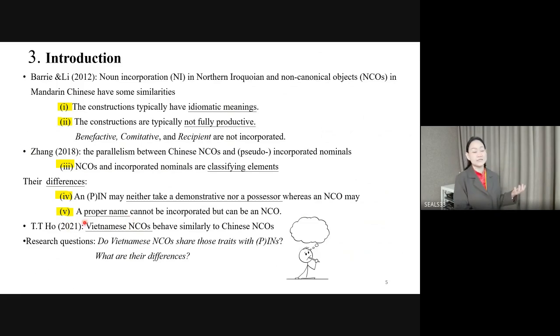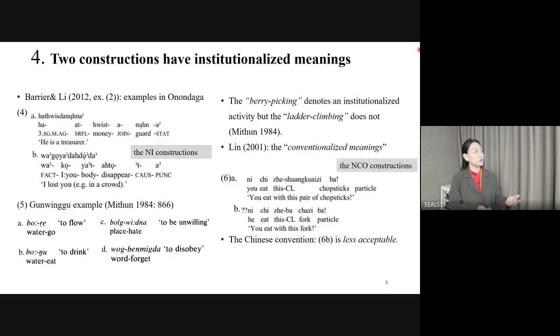Two years ago, in another conference, I also submitted a paper claiming that Vietnamese has non-canonical objects. It is a comparative study between Vietnamese and Chinese non-canonical objects, and they share some syntactic positions. So this time I am curious whether they share some semantic traits. How about Vietnamese NCOs? My first question is: do Vietnamese NCOs also share those traits with pseudo-incorporated nominals? And the second question is: what are their differences? Okay, so now we see the first one, which is about the construction's institutionalized meaning.